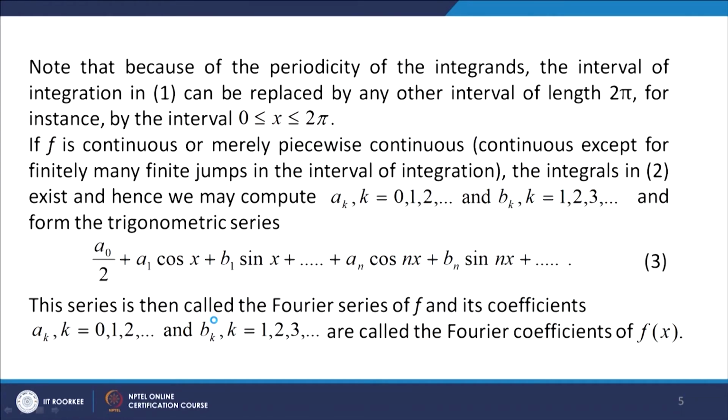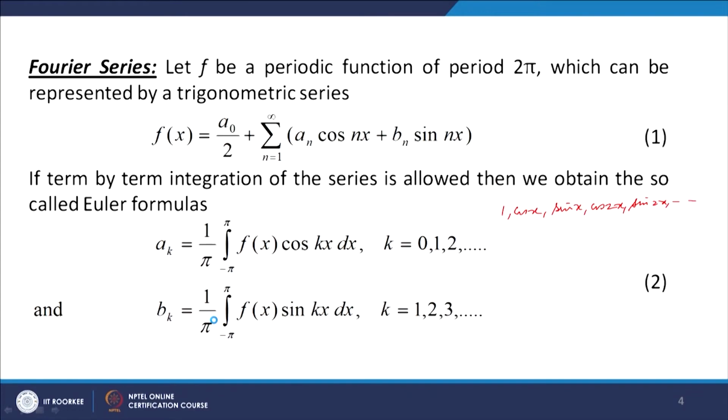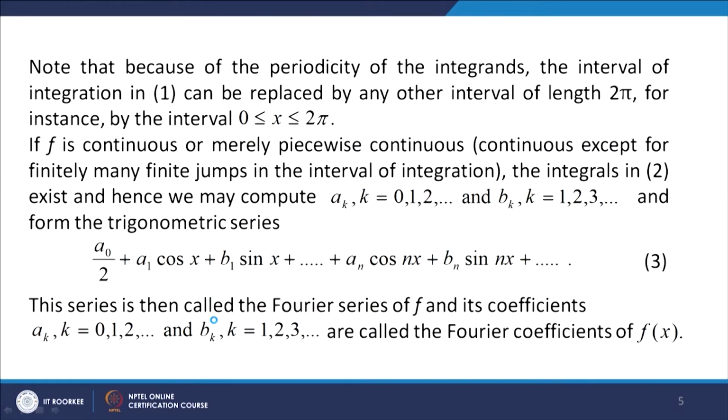Now, we note that because of the periodicity of the integrands, f(x) is 2π periodic, cos kx is 2π periodic. So, f(x) cos kx is 2π periodic, and f(x) sin kx is 2π periodic. So, the interval of integration can be changed from −π to π to any interval of length 2π. For example, we can take the interval 0 to 2π. Because of the periodicity, the interval of integration can be replaced by any other interval of length 2π, for instance, 0 ≤ x ≤ 2π.